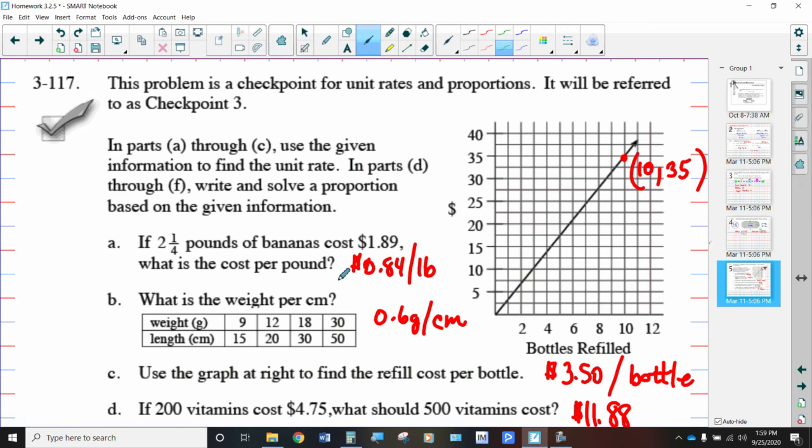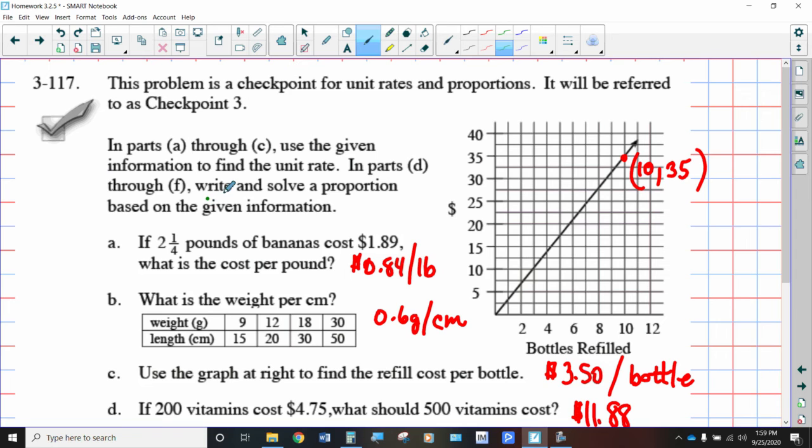All right, and here we go. This is the end of chapter 3, so we've got a checkpoint problem, and what you should know how to do by now is how to find unit rates. This was the big idea of 7th grade math, proportional reasoning and unit rates. So to find the unit rate, you take whatever information has been given to you, given the fact that you're working with a proportion, and you do division.